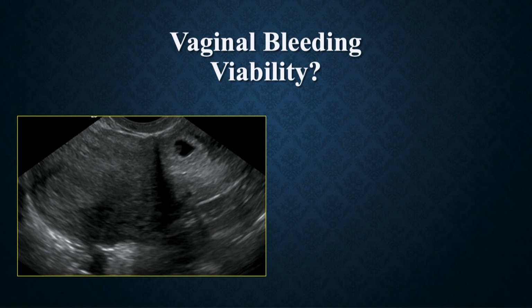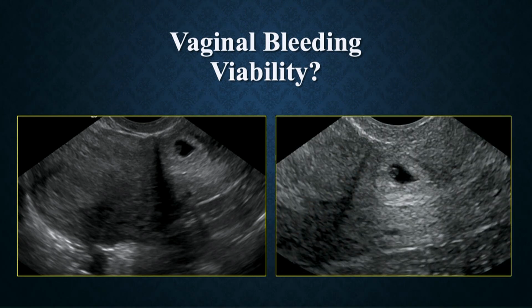What about this one? Vaginal bleeding, viability. This is slightly different. Again, it's a low-lying sac, but notice its location, very anterior. And when we get a close-up view, we notice it's at the level of the lower uterine segment. It's adhered to the anterior uterine wall. And you notice that the uterine myometrium there is very thin.